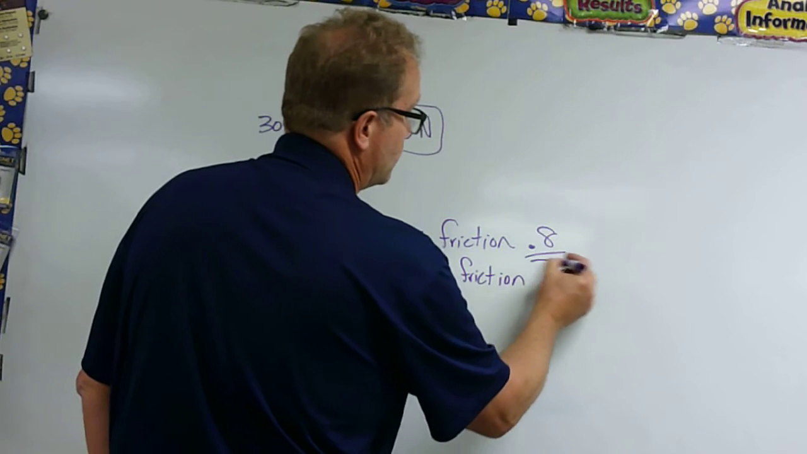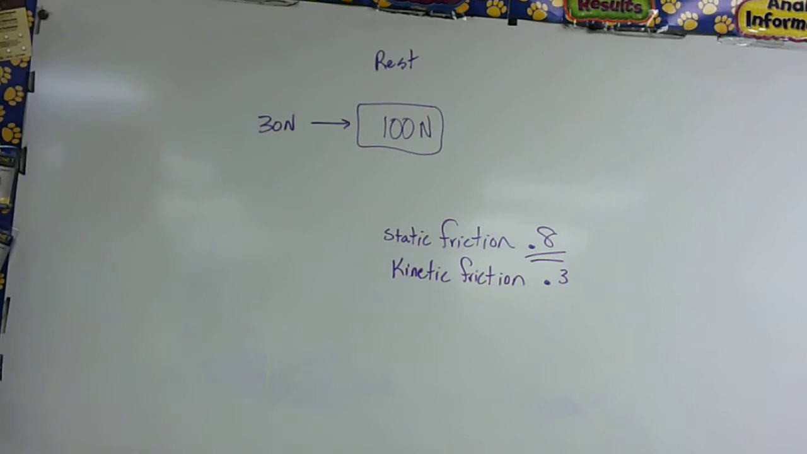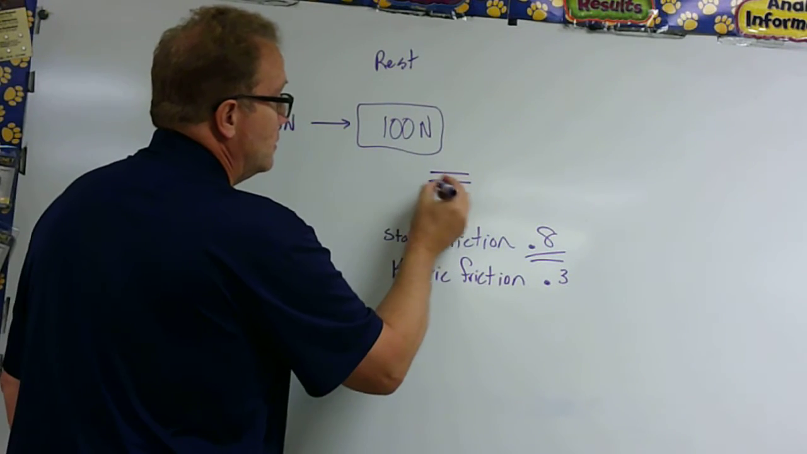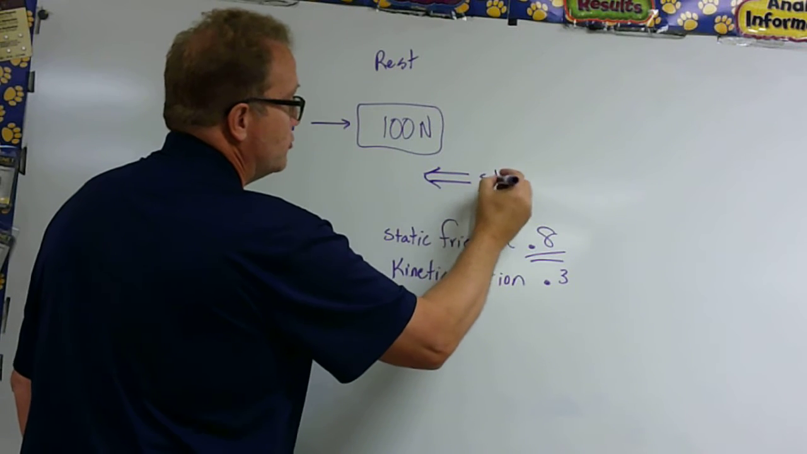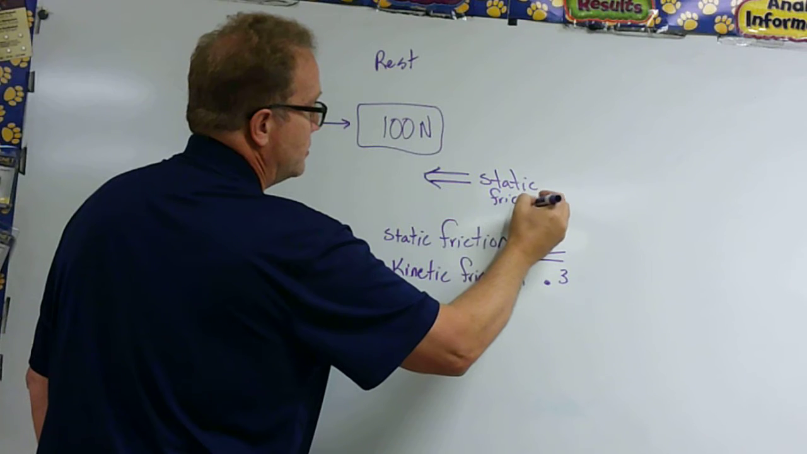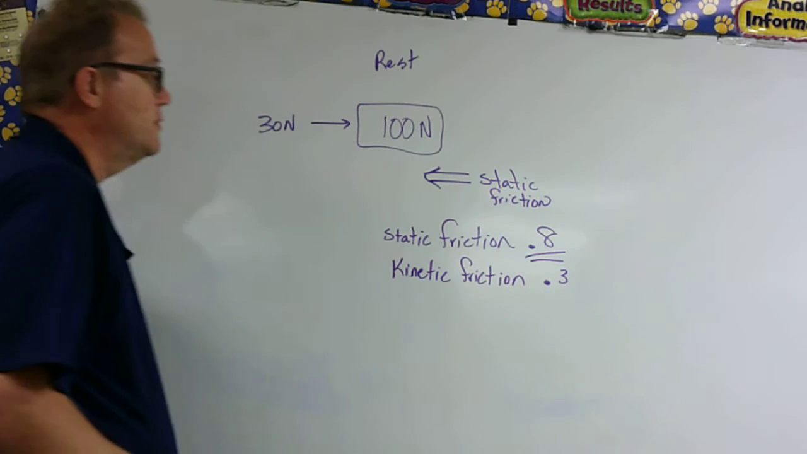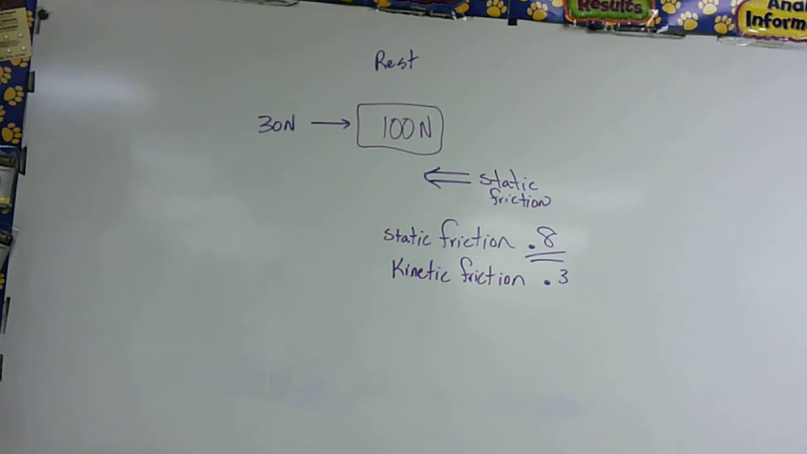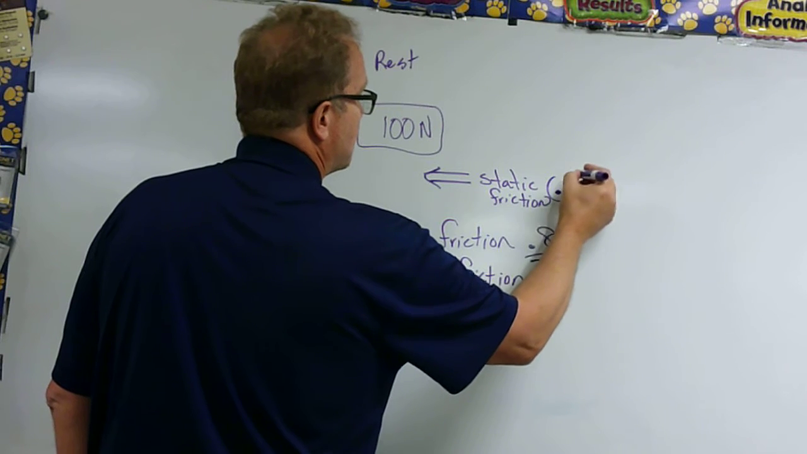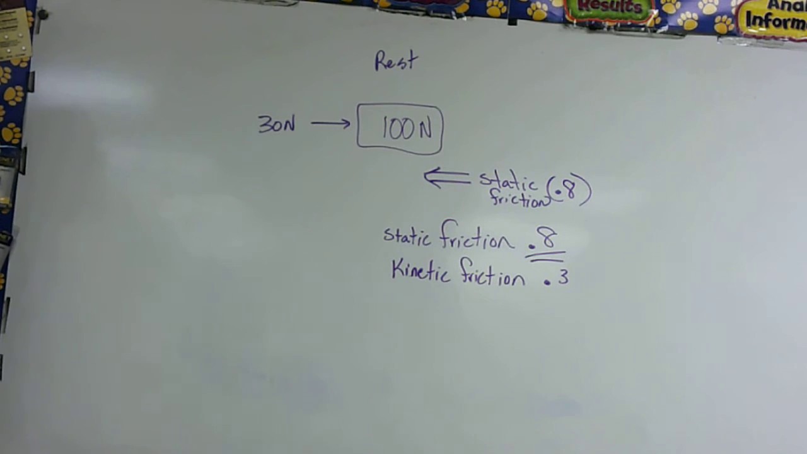Basically, if you have something like this as far as a static friction, that is the thing that is preventing this box from moving. So my static friction will be pointing in this direction. It's the thing that's trying to keep your object from moving. So my static friction is 0.8, which will be the thing that's kind of holding it in place.